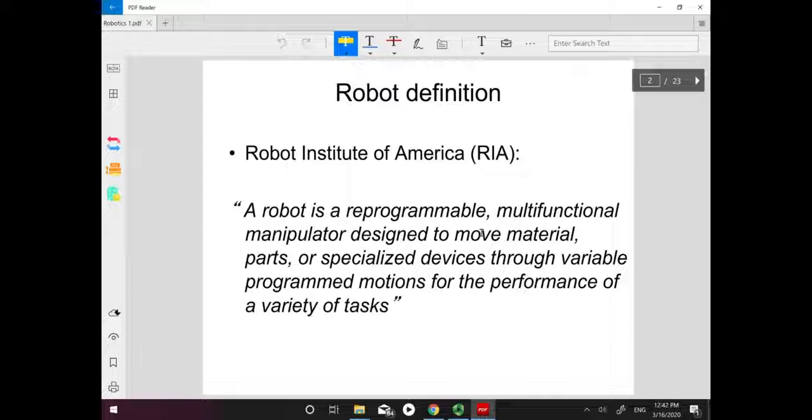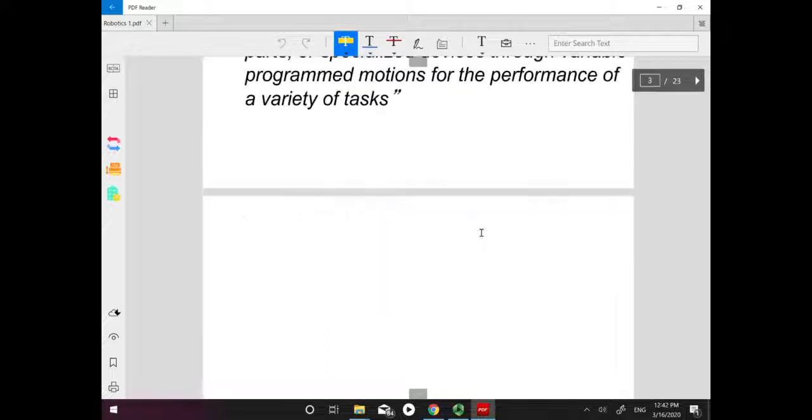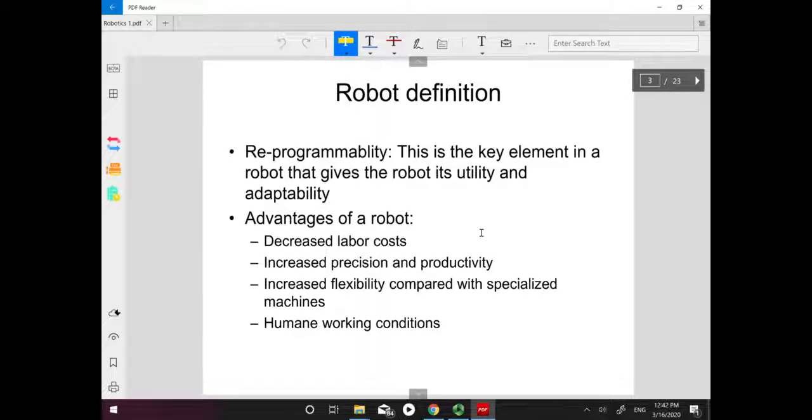What does it mean? It means a robot at least has a manipulator. That is the hardware. It can look like an arm or a person or a human, and that is the manipulator. Also the key thing is the reprogrammability. This is the key element in the robot that gives the robot its utility and adaptability, its function.